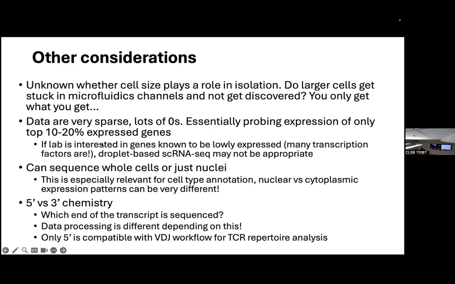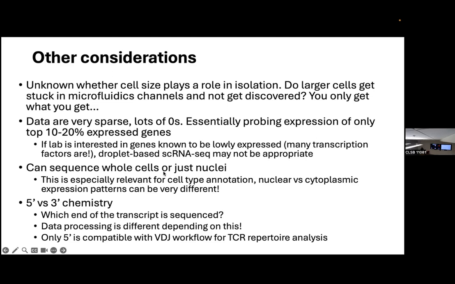Once you have all of the data, we're really only probing expression of the top 10 or 20% expressed genes per cell, and it's a somewhat random selection of those top expressors. We have a ton of zeros, and so that sparsity of the data is just something that has to be properly dealt with downstream. If your collaborating lab is interested in genes known to be lowly expressed, and many transcription factors are not very highly expressed, then because of this, droplet-based single-cell RNA-seq like 10x may not be the most appropriate method.